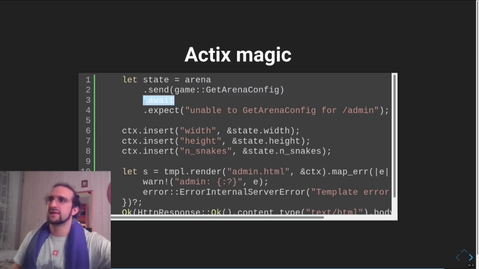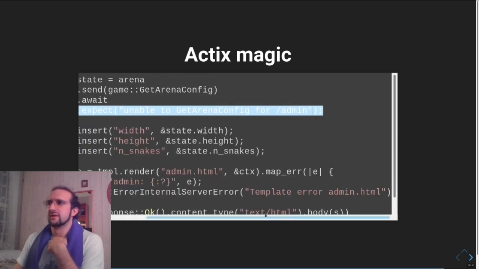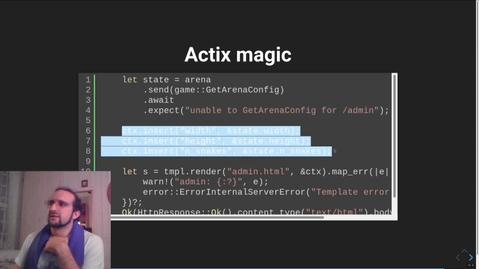Then we simply await this. This is a message result. In this case, I strongly assume with the accept that the arena will be around whenever I try to fetch that information. Then I get the game state. I insert this into the context.